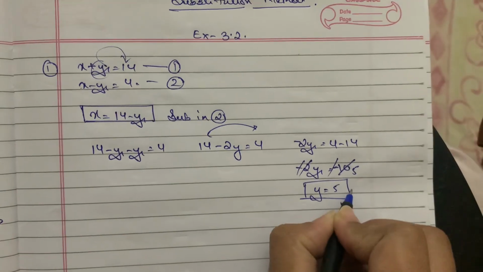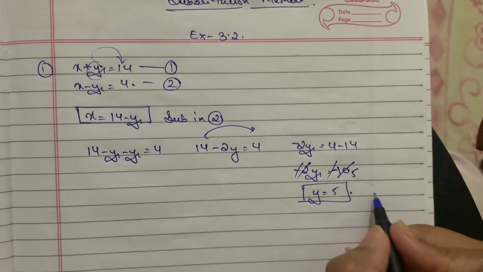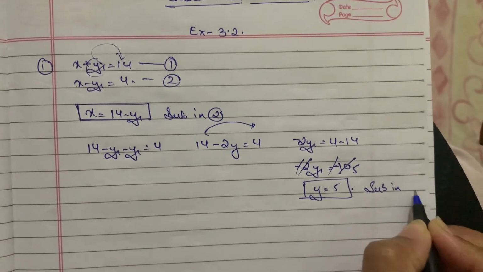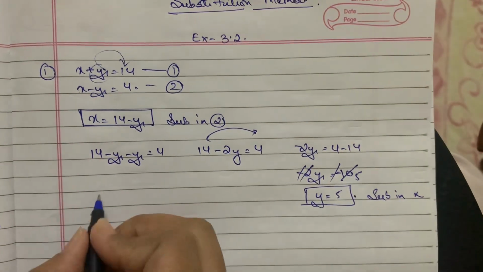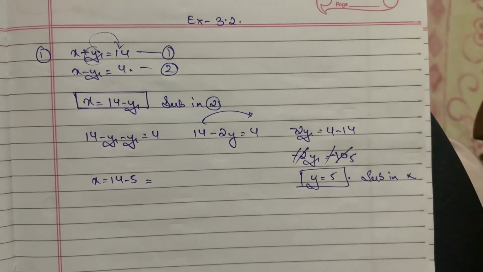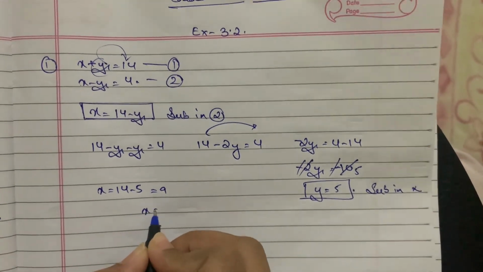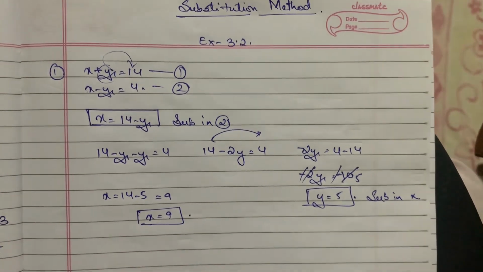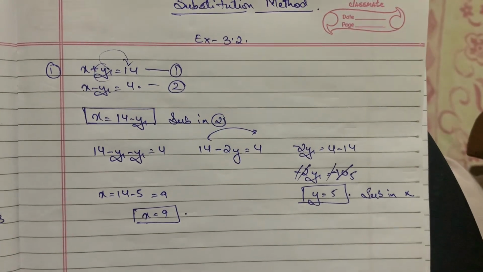Once I get y is equal to 5, I'm going to substitute it in x. So I'm going to write substitute in x. So this is the equation of x. x is equal to 14 minus 5, which will be equal to 9. So that's what I get to know, x is equal to 9 in here. That's how I found out both the values of x and y.